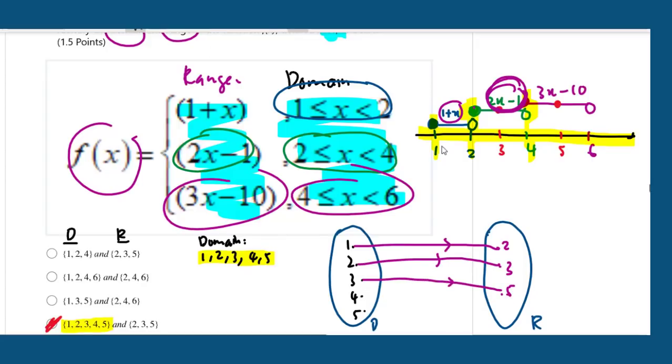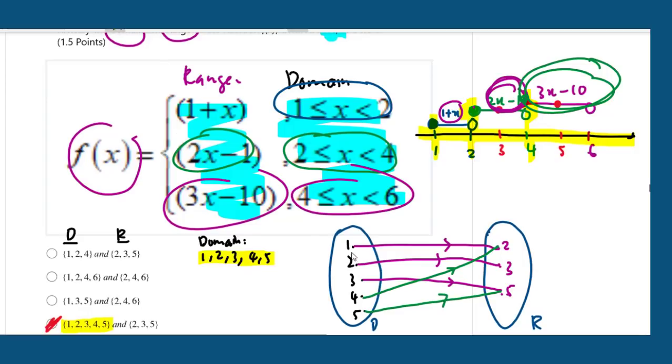Okay, next step, substitute when x is equal to 4 in this function. 3 times 4, 12 minus 10, 2. So 4 maps to 2. The last is 5. Substitute also in this function. 3 times 5, 15 minus 10 is 5. So 5 maps to 5.